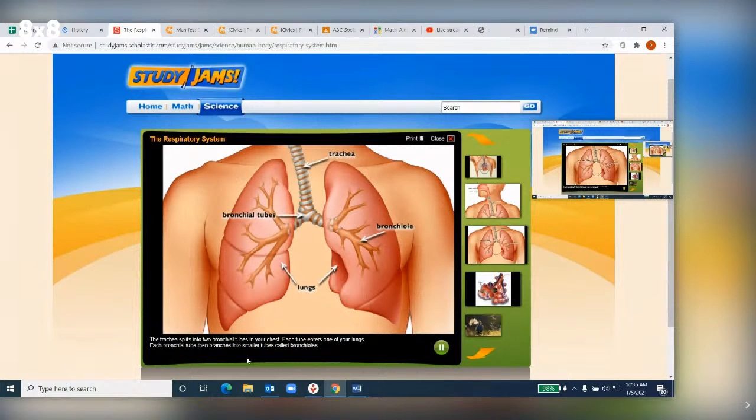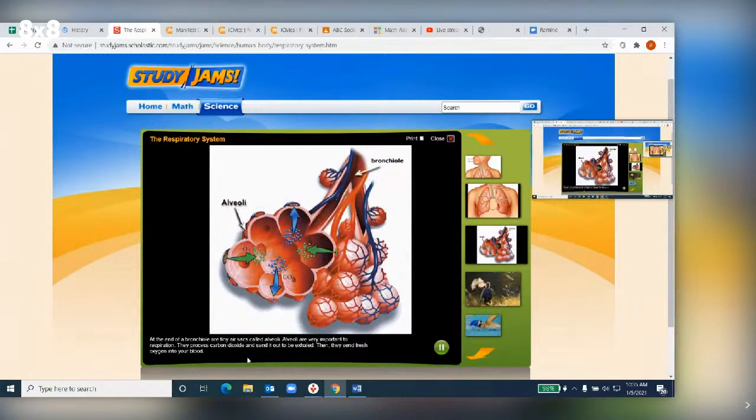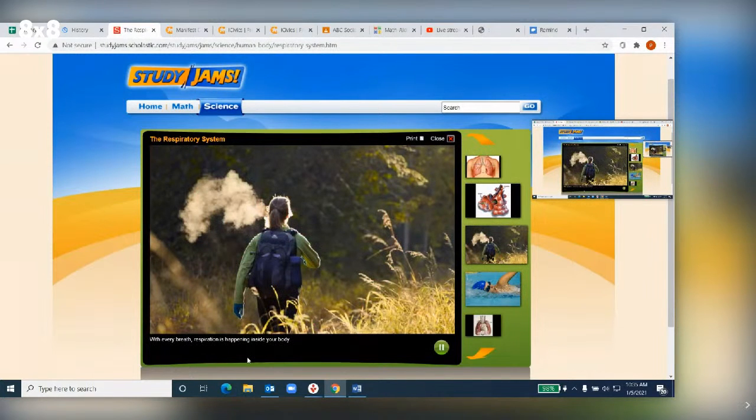Then the trachea splits into two bronchial tubes in your chest. Each tube enters one of your lungs, and each bronchial tube then branches into smaller tubes called bronchioles. At the end of the bronchioles are tiny air sacs called alveoli, and alveoli are very important to respiration. They process carbon dioxide and send it out to be exhaled, and they send fresh oxygen into your blood. With every breath, respiration is happening inside of our body.